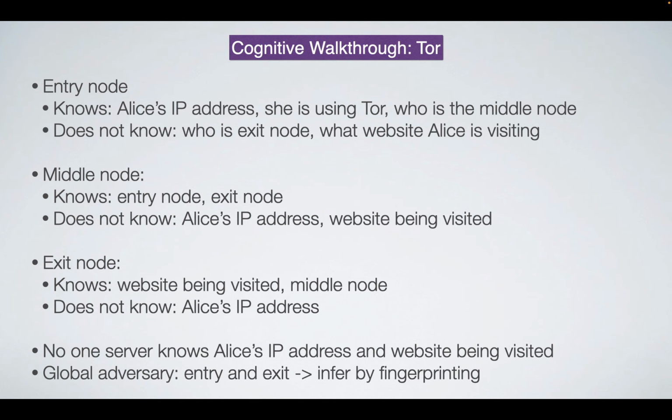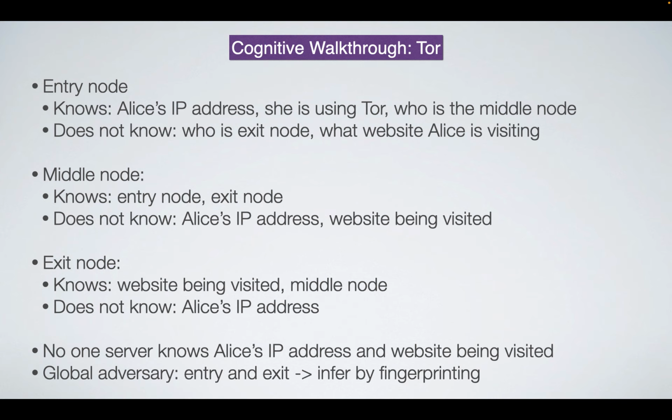So the middle node knows the entrance node, where it's getting the information from, and it knows the exit node, but it doesn't know who Alice is, and it doesn't know what the website is either, okay? And then the exit node knows that some Tor user is going through this middle node, right? And I should note that it doesn't know how long the path is. Maybe it went through 10 nodes before it got to it. It doesn't know. It knows that there's at least one other node in front of it, which is the middle node. But it does know the website that's being visited, okay? But it doesn't know who Alice is or any of the earlier nodes that Alice is using, okay? So there's no one server that knows all three of them, okay?